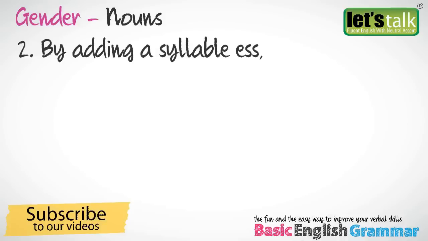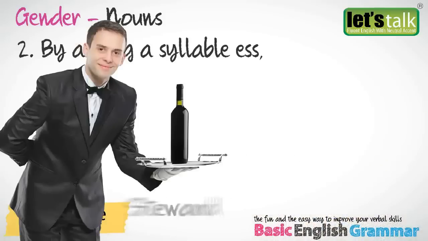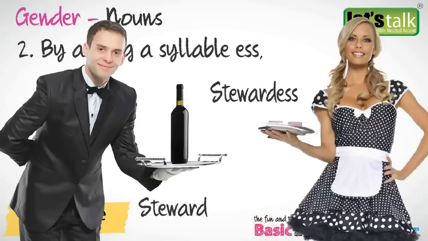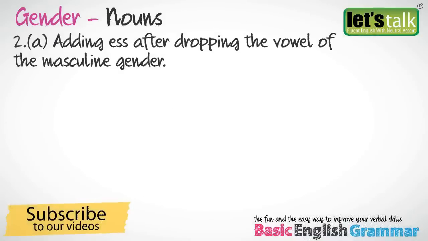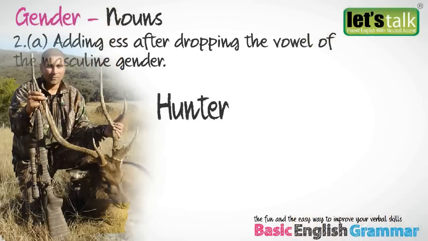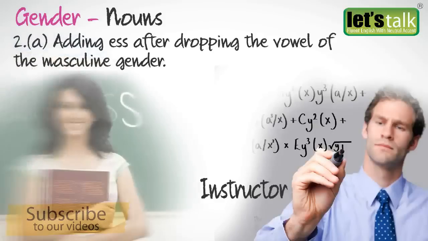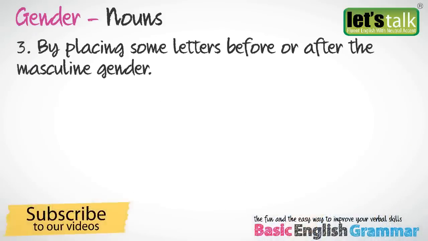For example, lion, lioness, steward, stewardess, or adding ess after dropping the vowel of the masculine gender. For example, actor, actress, hunter, huntress, instructor, instructress. Third, by placing some letters before or after the masculine gender.